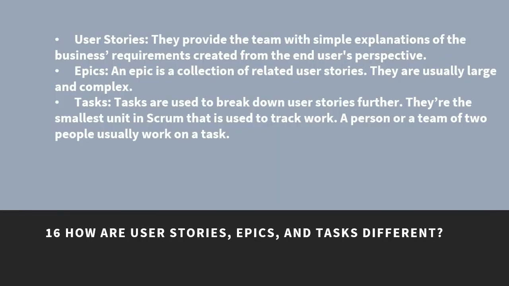How are user stories, epics, and tasks different? User stories provide the team with simple explanations of the business requirements created from the end user's perspective. Epics. An epic is a collection of related user stories. They are usually large and complex. Tasks are used to break down user stories further. They are the smallest unit in Scrum that is used to track work. A person or a team of 2 people usually work on a task. This includes the development team as well as the testing team.